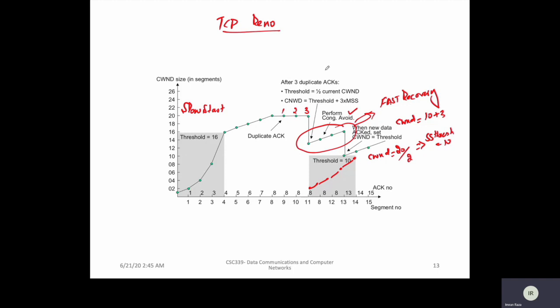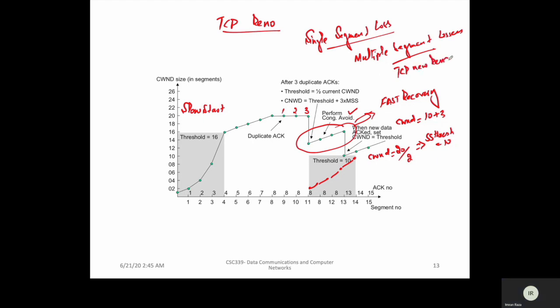But there's a problem with this approach. It's good to handle a single segment loss. TCP Reno is not effective in case of multiple segment losses. So if we have multiple segment losses, probably this won't work. And in case of multiple segment losses, we make use of TCP New Reno. The solution to this problem is TCP New Reno. Right? This is another variant.